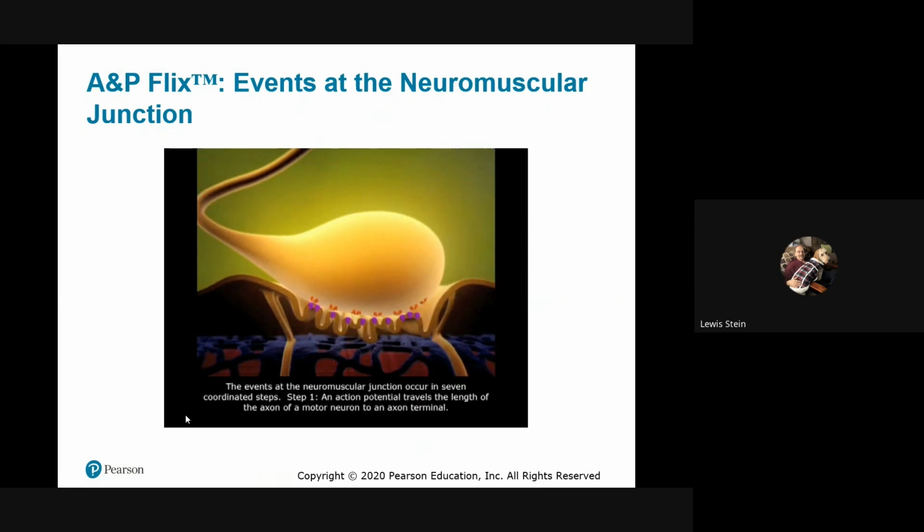The events at the neuromuscular junction occur in 7 coordinated steps. Step 1. An action potential travels the length of the axon of a motor neuron to an axon terminal.